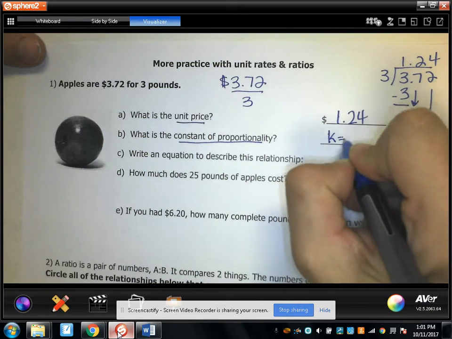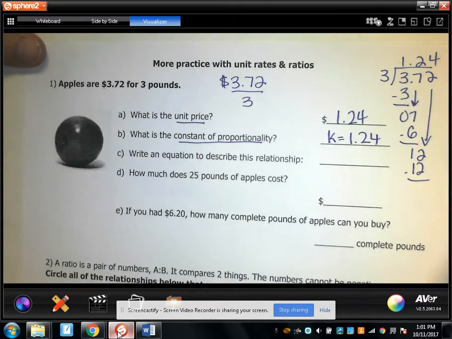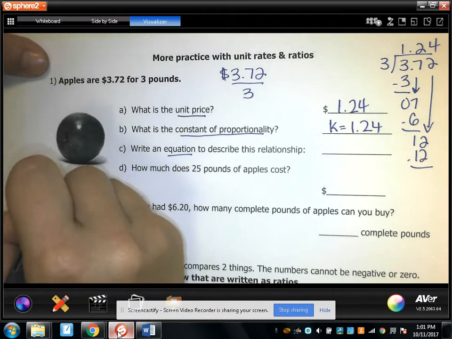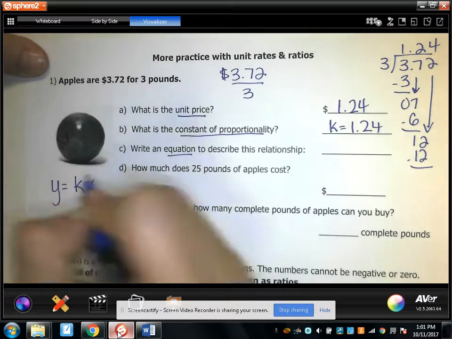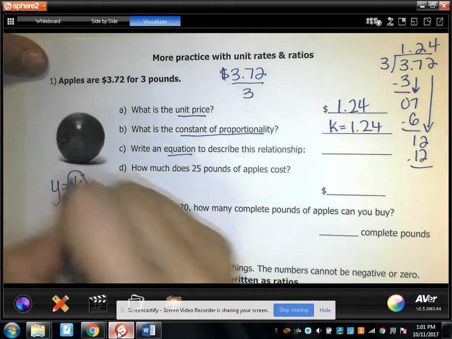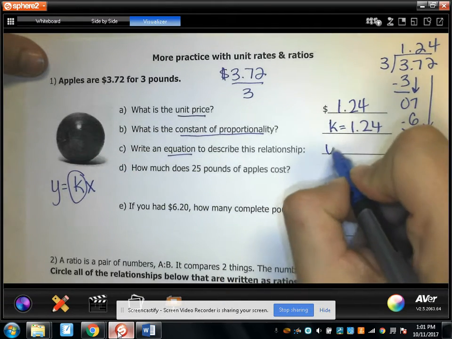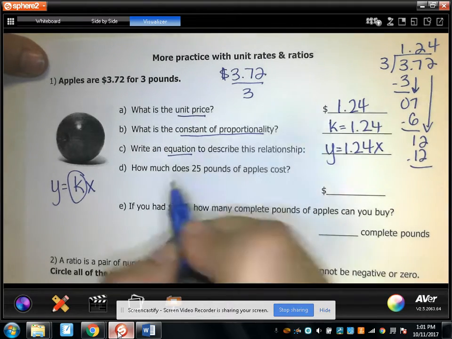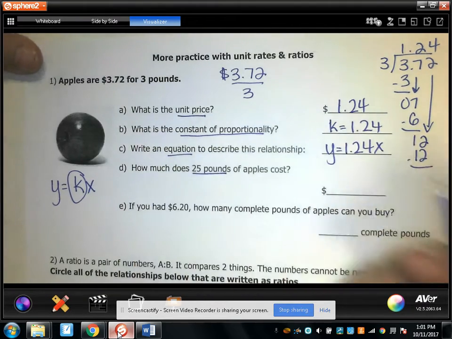Constant proportionality is 1.24. And if I want to write an equation, remember, each equation for a proportional relationship is written as y equals kx. So I just want to plug in what the k is. In this case, y equals 1.24x. So how much does 25 pounds of apples cost?